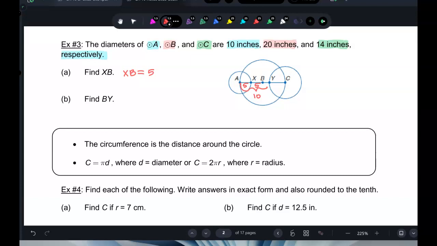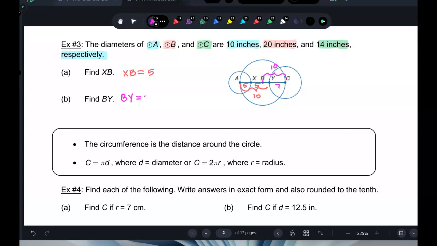All right, Hannah. You know that the diameter of circle C is 14, so you know that CY is 7. Oh, yeah, you're right. Sorry, I almost labeled that wrong. And you know that the diameter of B is 20, so XB plus BY has to be 8. It's 3 and 5. All the way across from here to here is 10 and this is 7.